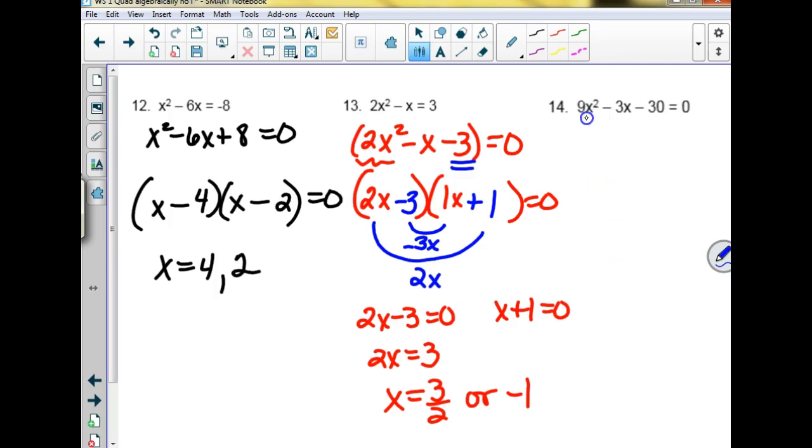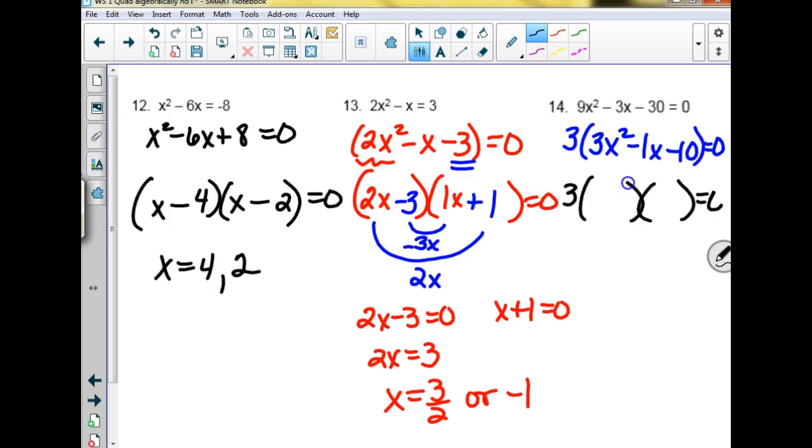All right, what about number 14? We can take out a 3, yep. If we take out a 3, we'll have 3x squared minus 1x minus 10 equals 0. Did I do that right? Okay. We can leave the 3, but it's never going to equal 0. Okay, to make a 3x squared, we'd only have 2 possibilities, 3 and 1, right? Or 1 and 3, but to make 10, what do you want to try? In that order?